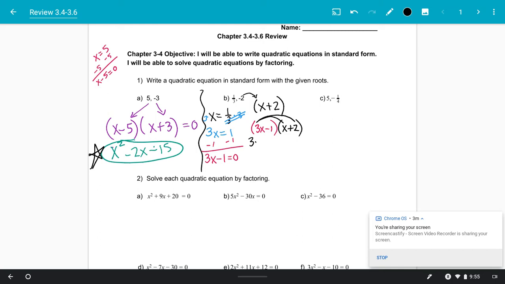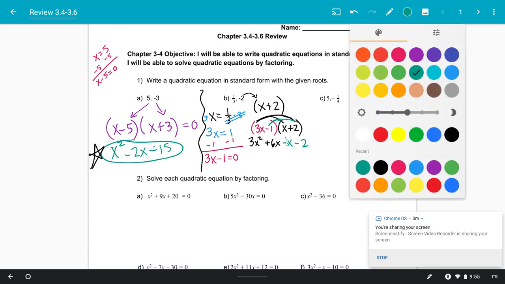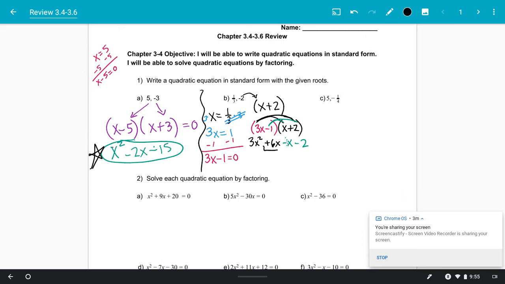So we end up with 3x squared. 3 times 2 is 6x. Then we would do the negative 1 times x is negative x. You could put a 1 there if you want. And then negative 1 times 2 is minus 2. Combine those things, and you would get 3x squared plus 5x minus 2.